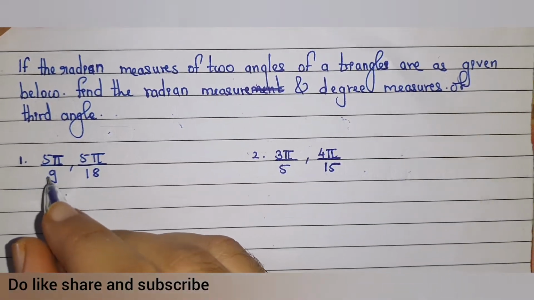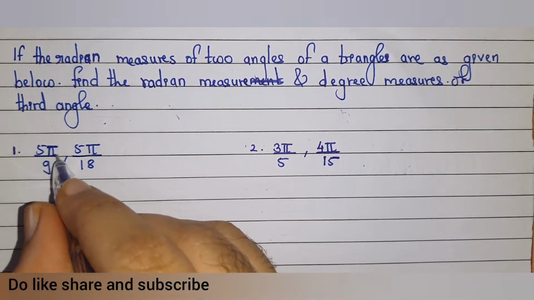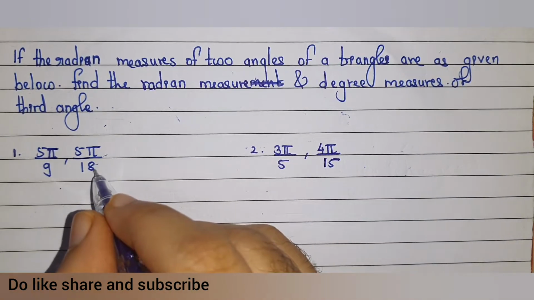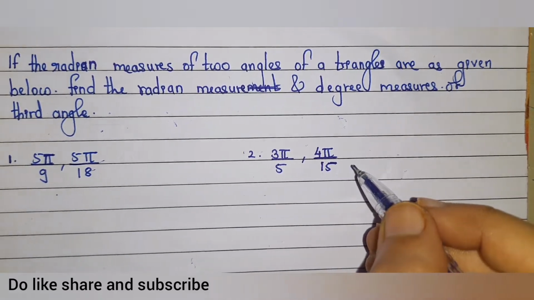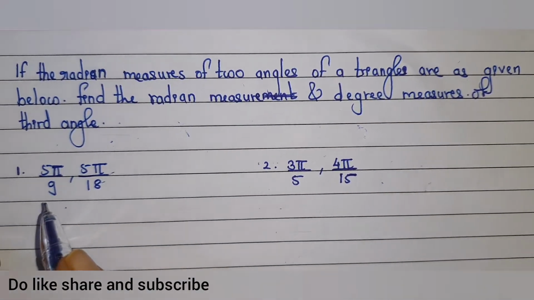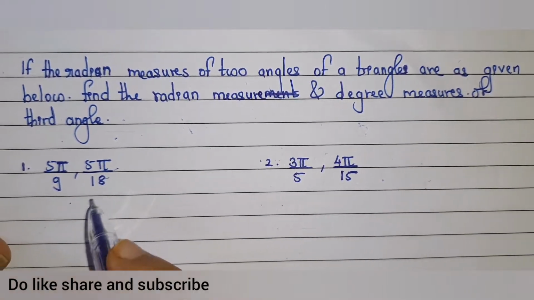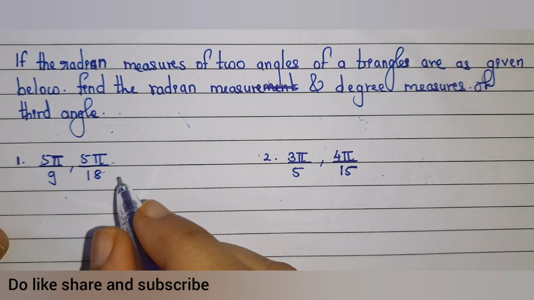So first we have these two values, that is 5 pi by 9 and 5 pi by 18, and another sum is 3 pi by 5 and 4 pi by 15. Now we'll be focusing on our first question, that is 5 pi by 9 and 5 pi by 18. So first we have to convert this radian into degrees.